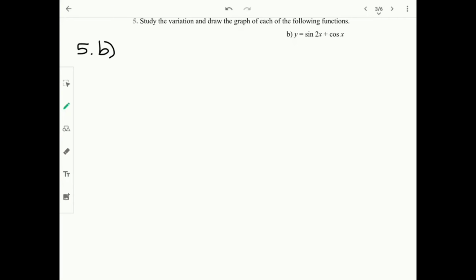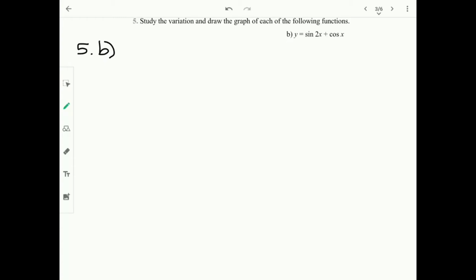So now let's test your knowledge, and let's do question book number 5 part B, and I'll let you guys solve it for a few seconds and then we'll check together. Okay, let's do it together.